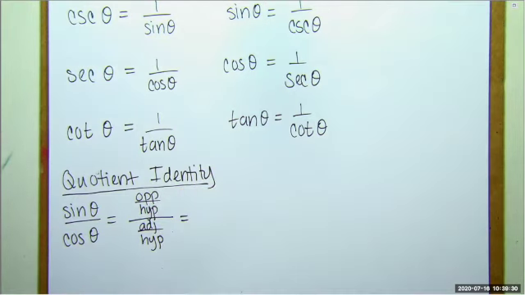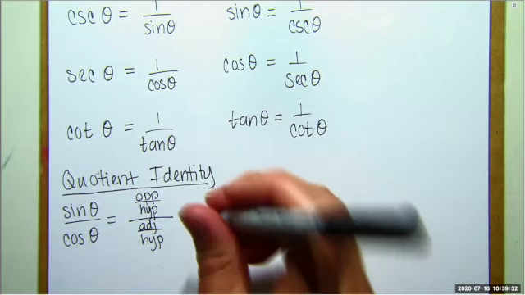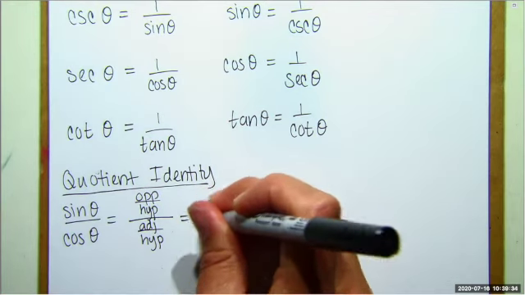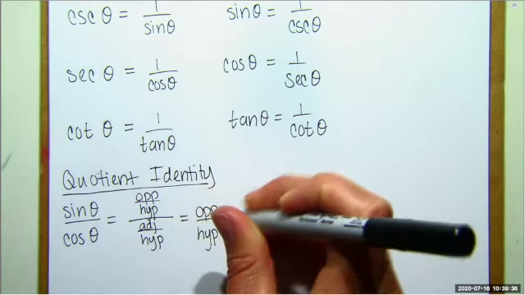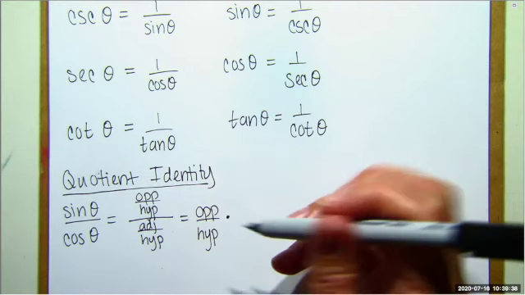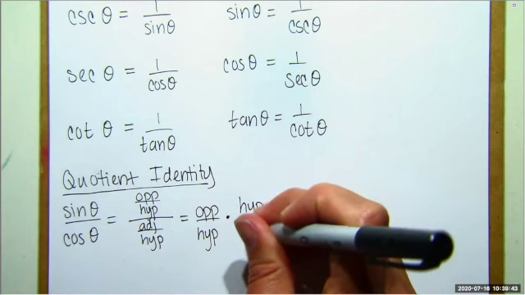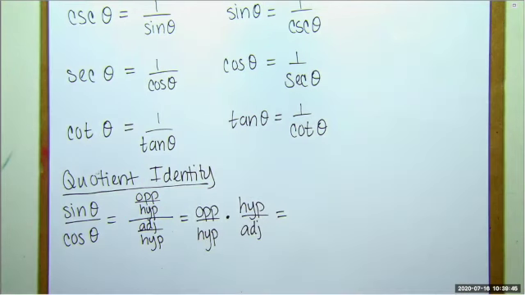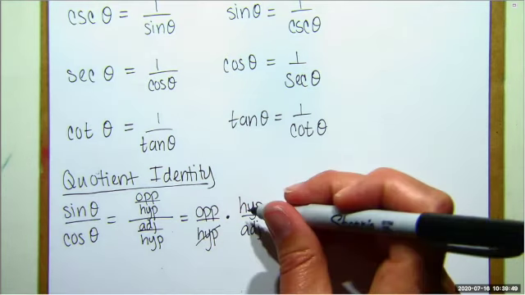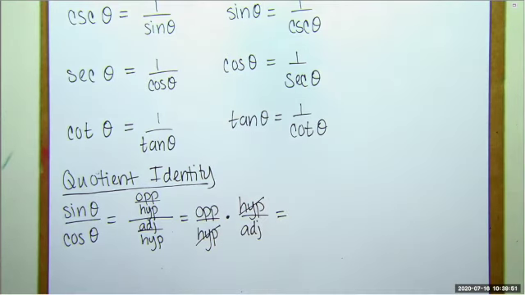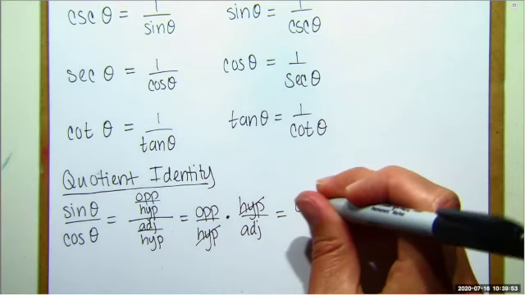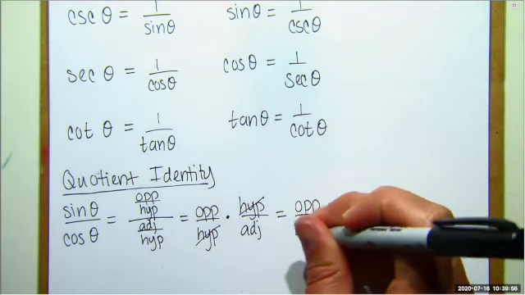I'll do this division the long way. Remember, when we have division by fractions, we start by writing the numerator, switch to multiplication, and we multiply by the reciprocal of the denominator. Okay, now we have hypotenuse in the numerator and denominator. That cancels out. So we get opposite over adjacent.